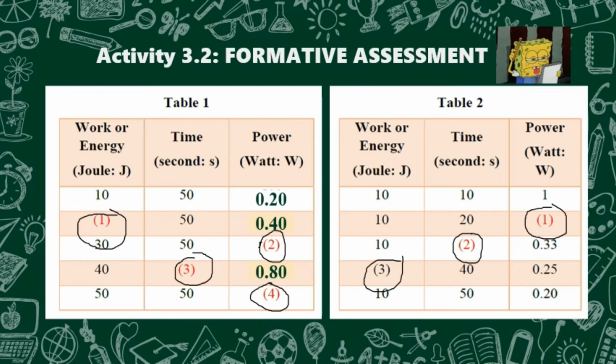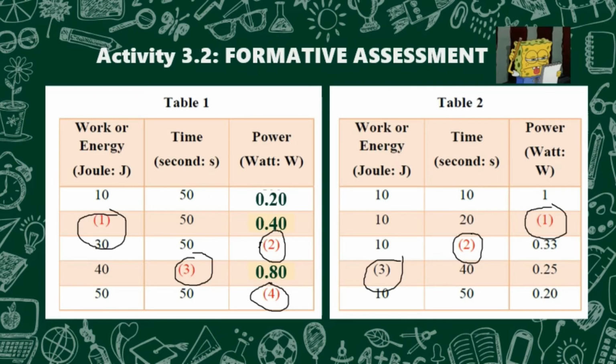Okay, so, paano nga ba natin kukunin ang number 1 sa table 1? Very good. So, since alam na natin yung formula at yung derivation ng formula, we can solve for number 1 in table 1. Okay? So, what is the given for number 1? Sa table 1. Okay? Meron tayong time na 50 at power na 0.40. Tama? So, kailangan daw natin kunin si work. Paano ulit ang pagkuha sa work?